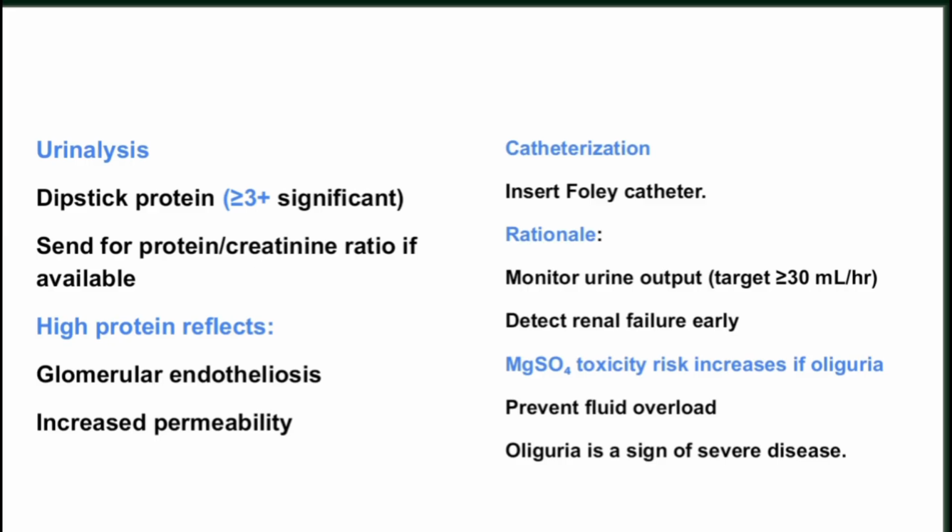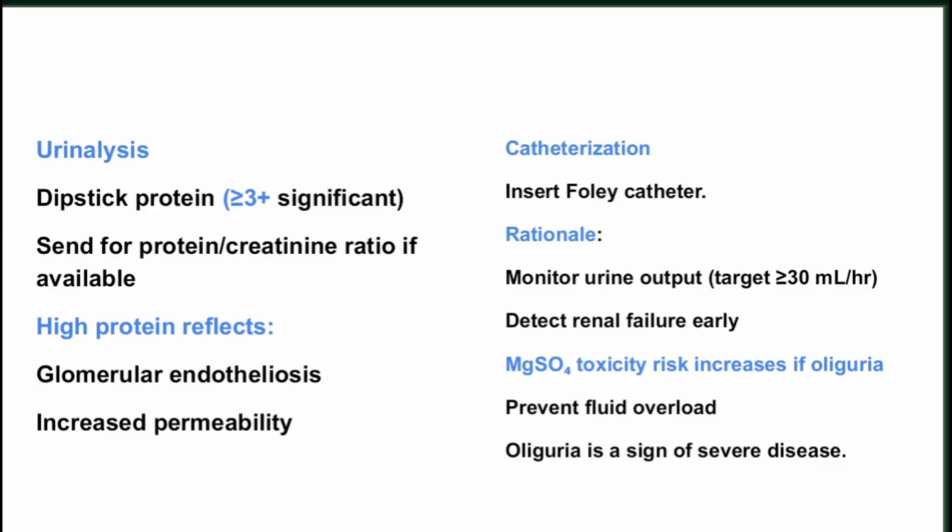We're going to catheterize the patient and monitor urine output, which should be greater than 30 mL per hour, to detect any renal failure. The reason why we're catheterizing these patients is because we're going to administer magnesium sulfate prophylaxis in patients with severe preeclampsia, and we have to make sure that this patient has no signs of oliguria, because magnesium sulfate can cause toxicity if the patient has got a poor urine output.